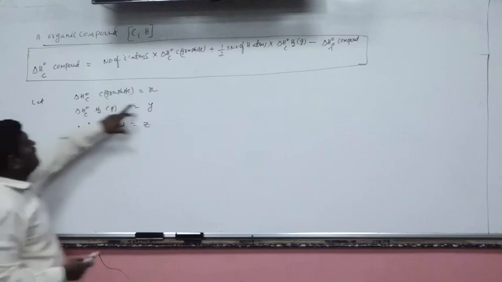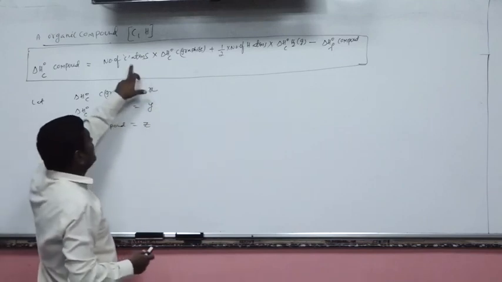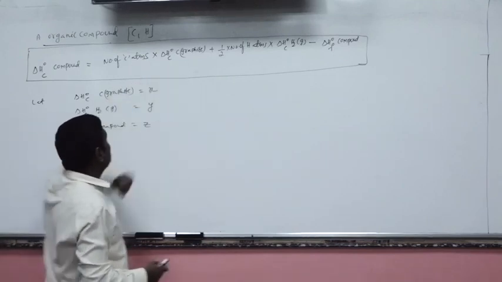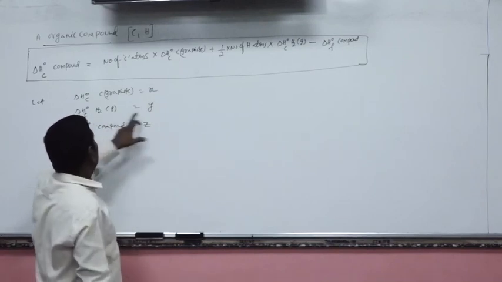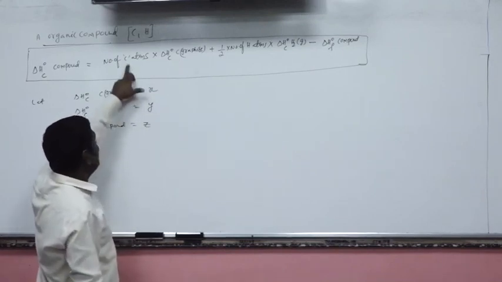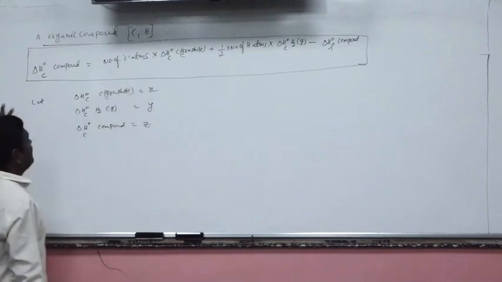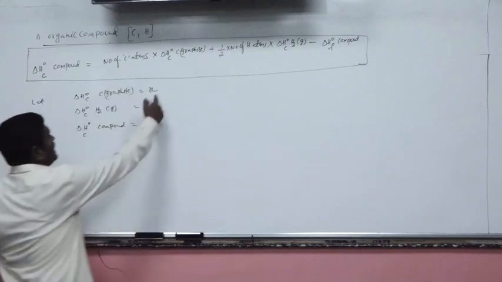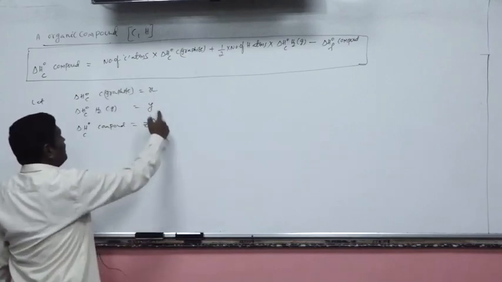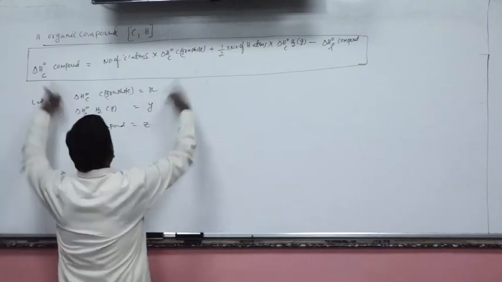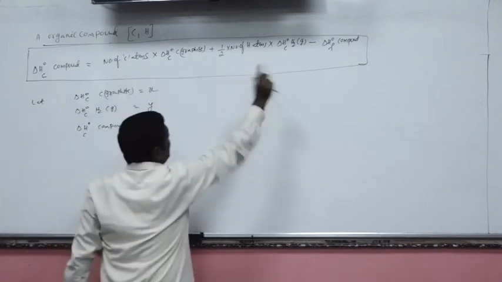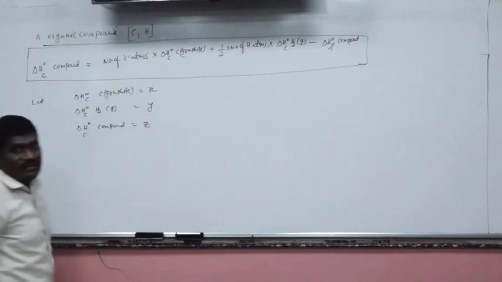Now, how many carbon atoms are there? X into the combustion of carbon, and how many carbon atoms are there? We don't know, it depends upon the compound. The combustion enthalpy data is given to you. So put these values in this formula, and you can find the enthalpy of formation of a compound.